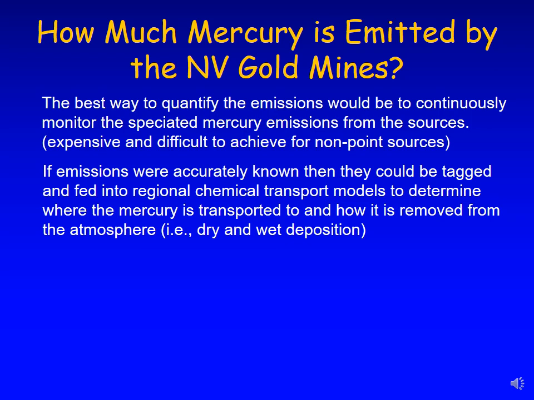So how much mercury is emitted by these Nevada gold mines? The best way would be to do continuous emissions monitoring, but that's expensive and difficult to achieve. And if these emissions were accurately known, then we could feed them into regional chemical transport models to determine where that mercury is transported to and how it's removed from the atmosphere.